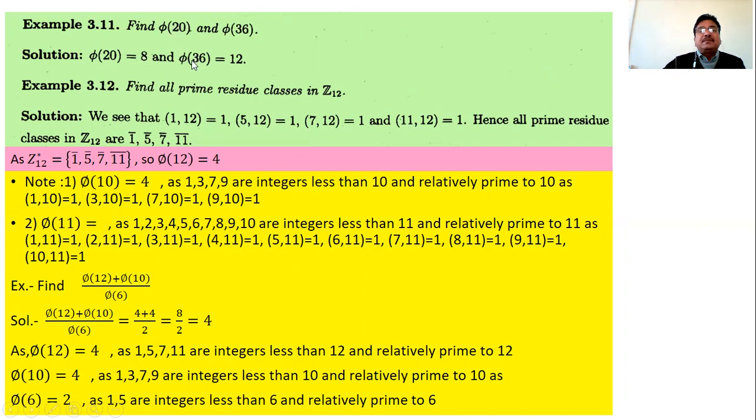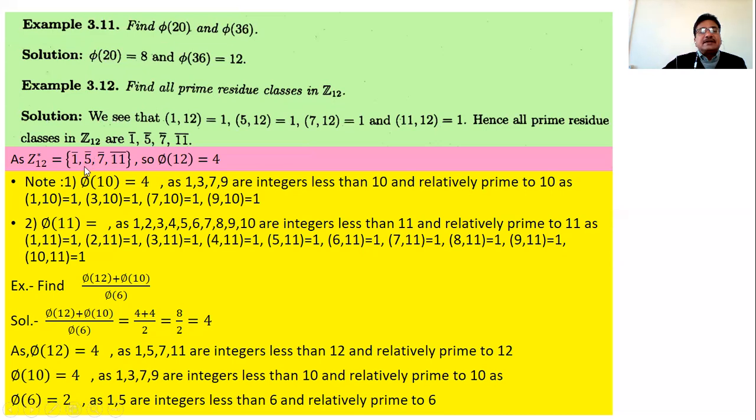Similarly, find phi(36). Or we can find phi(20) by another method. That is, write Z20 first. Z20 is 0 bar, 1 bar up to 19 bar. And then find Z20 star. Okay, find all prime residue classes in Z12. That is, we have to find Z12 star.